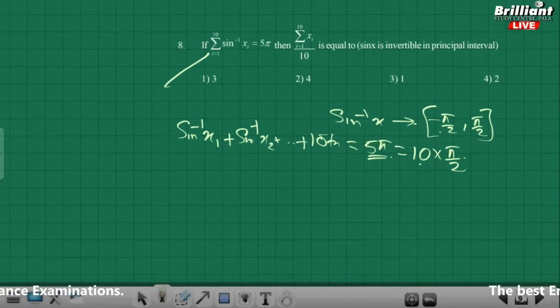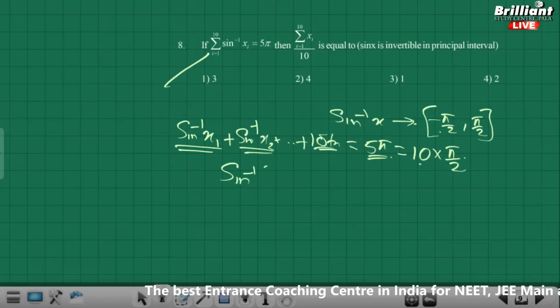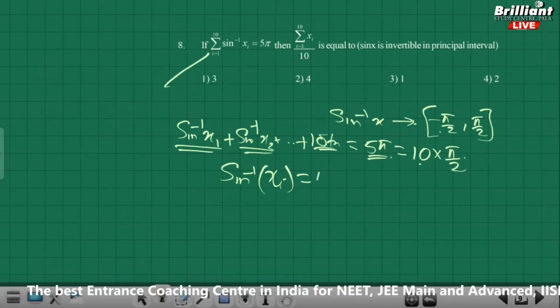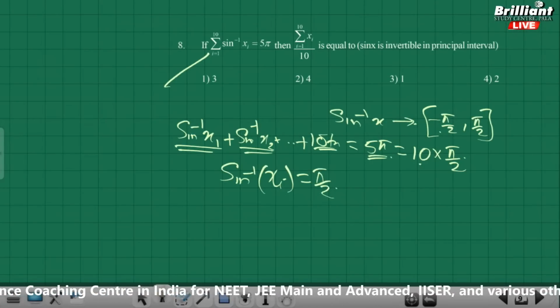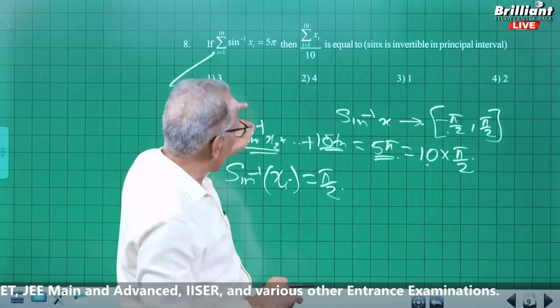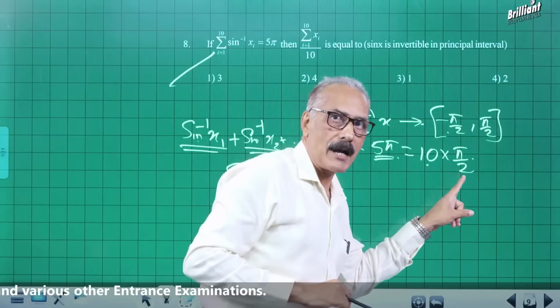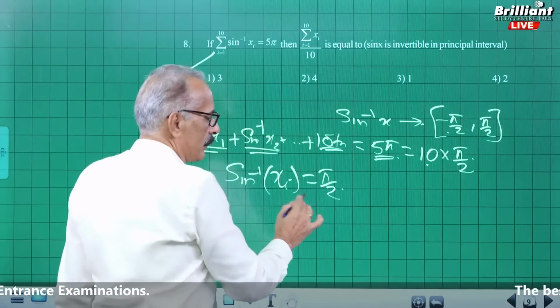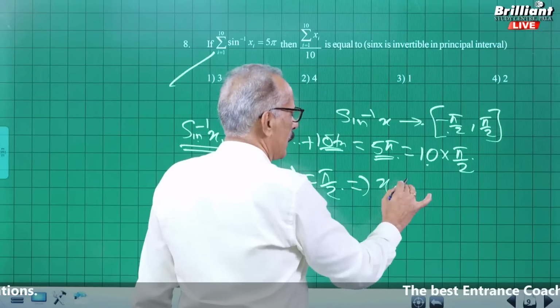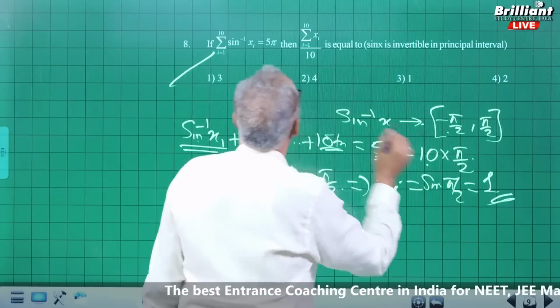What does it mean? Each term will go to the maximum. That means your sine inverse of xi will be equal to pi by 2. It cannot exceed that. So maximum of this plus maximum of this plus maximum of this, that is equal to 5 pi, 10 times pi by 2. So sine inverse xi is pi by 2. What will be your xi? xi will be sine pi by 2. What is sine pi by 2? 1.